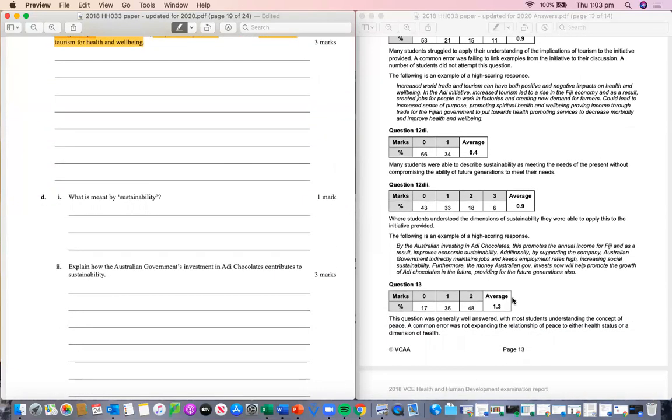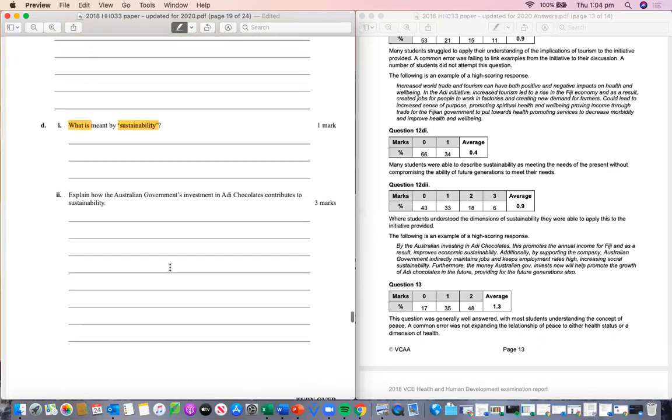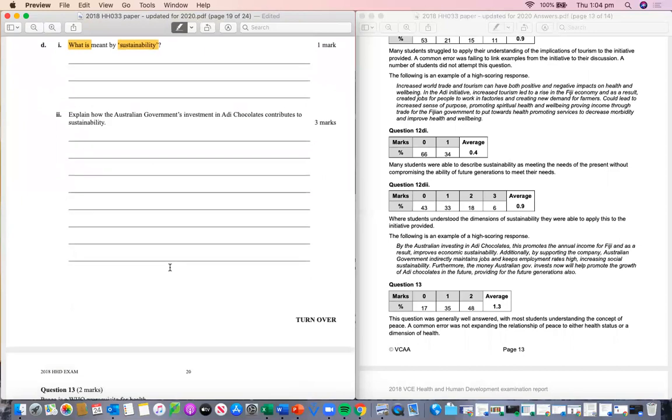Question D, 12D, sorry. What is meant by sustainability? Nice and easy here. So easy response, obviously, is that sustainability meets the needs of the present without compromising the ability of future generations to meet their needs. And that basically is your 1 mark there. Okay. Question, part 2 of question D. Explain how the Australian government's investment in HHD chocolates contributes to sustainability.